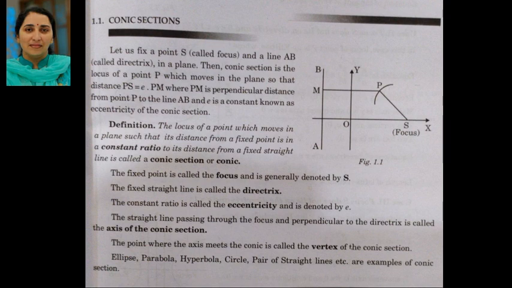If the focus S does not lie on the directrix and e is greater than 1, then the conic section will be a hyperbola. If the directrix is at infinity and e is 0, then the conic section will be a circle. If the focus S lies on the directrix AB, then the conic section will represent straight lines.